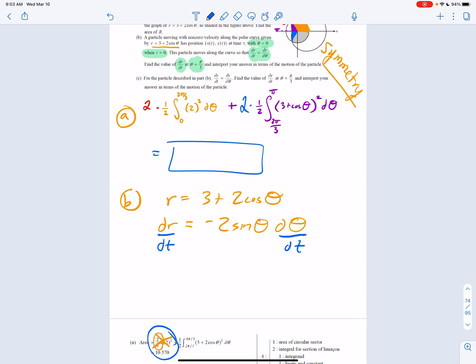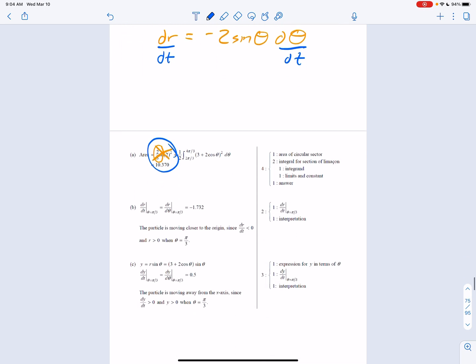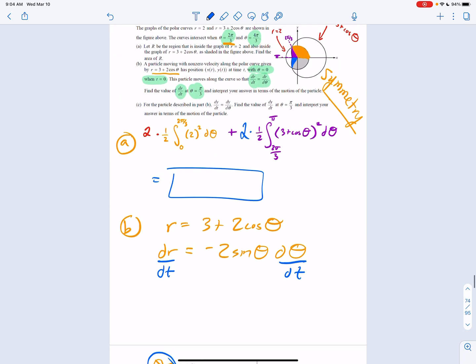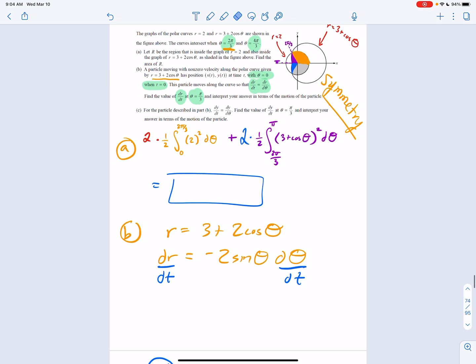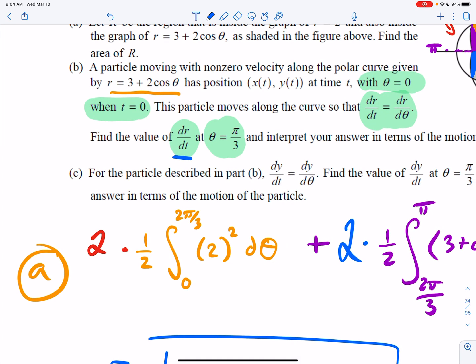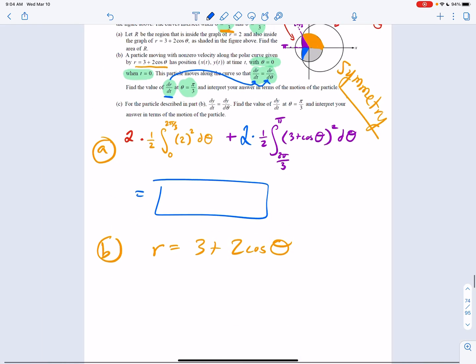dr/dt is equal to dr/dθ. What am I missing? Oh, okay, my bad. And I'm doing this in real time so you guys can see me struggle a little bit here. They're asking us to find dr/dt, but then they tell us that that's the same thing as dr/dθ. A lot easier than I expected.